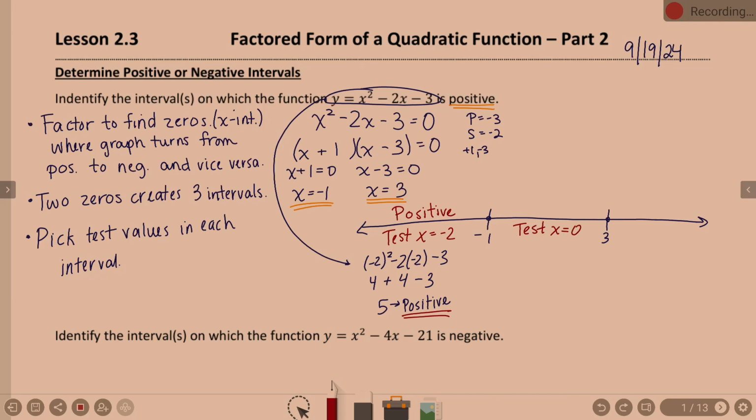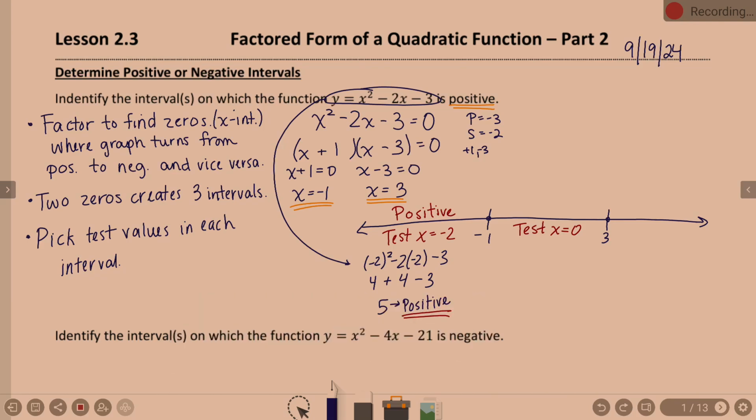0 is the easiest number to plug in. Now, I heard 0, I heard 1, and I heard 2. Are those all good numbers? And if someone really wants to get fancy, could they use 1.5? Exactly, you could use it. I'm picking 0 just because it makes my math easier.